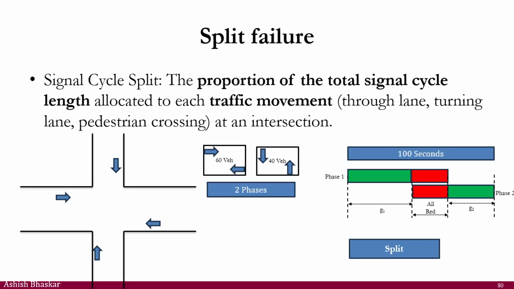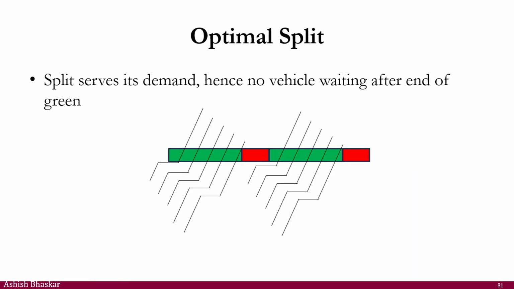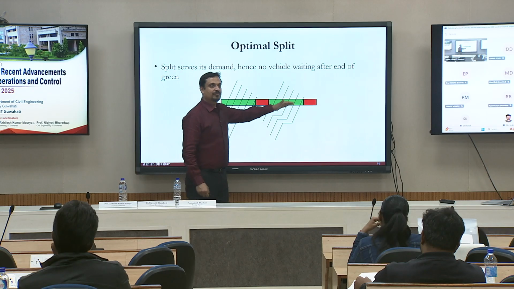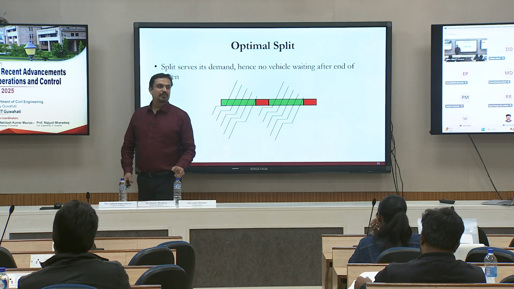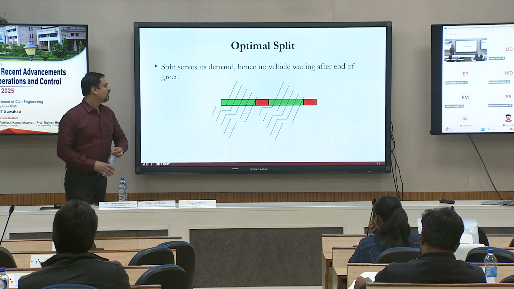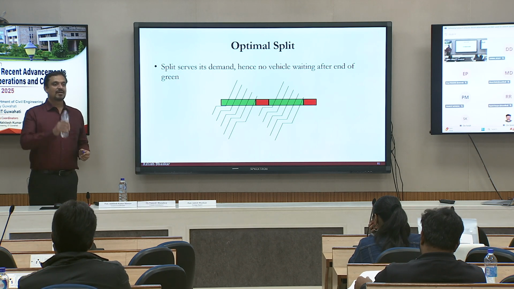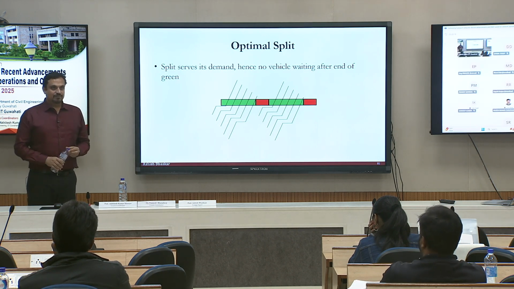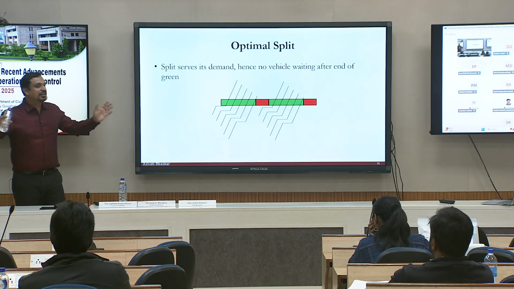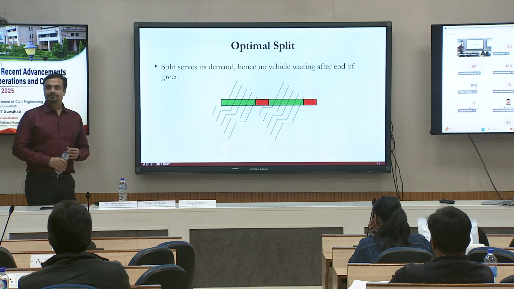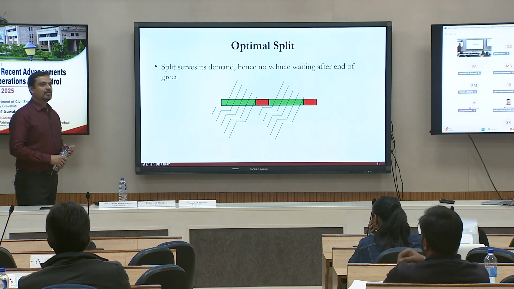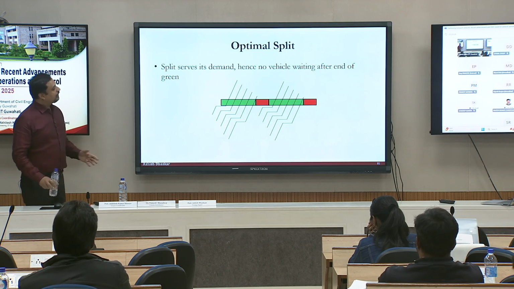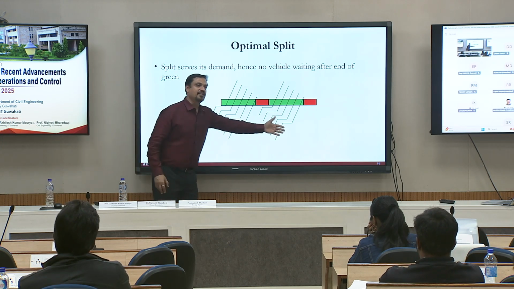Now, let's look at this one. Suppose this is phase 1, not phase 2, phase 1. And you have the trajectories. Trajectories are giving you coordinates as they are moving. So you have the trajectories as they are shown, right? Do you see a split failure? This is all good. Do you think you have given sufficient green to serve the demand? Or is this just because I've shown you the trajectories?